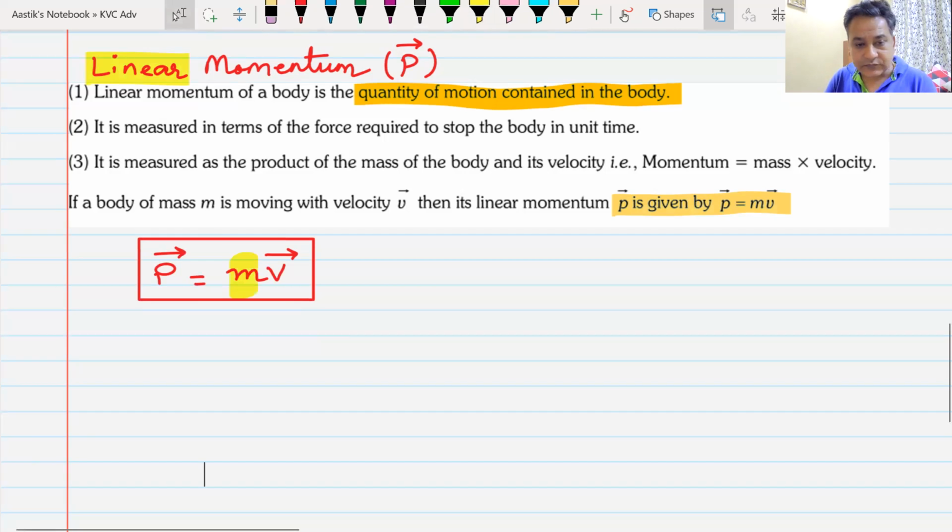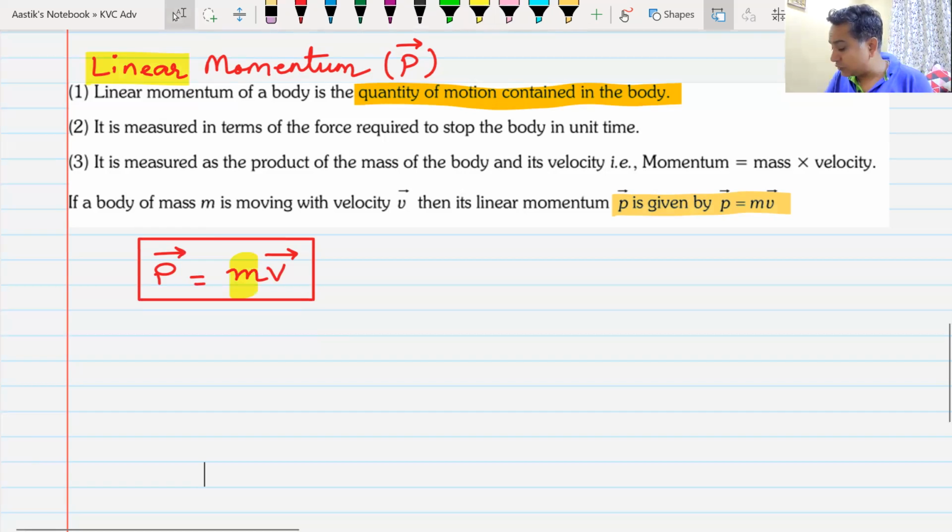Then they can ask you a variety of questions on this. What is the SI unit of momentum? You must be knowing all these things, so I'll just get through it. The SI unit of momentum is kg meter per second, or you can also call it Newton second. Do we know this? Yes, sir.